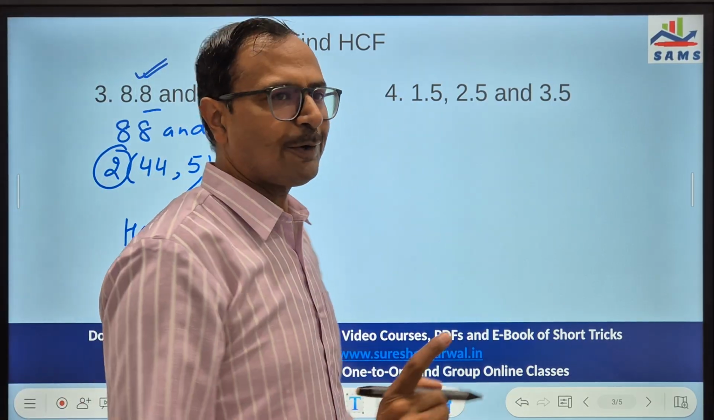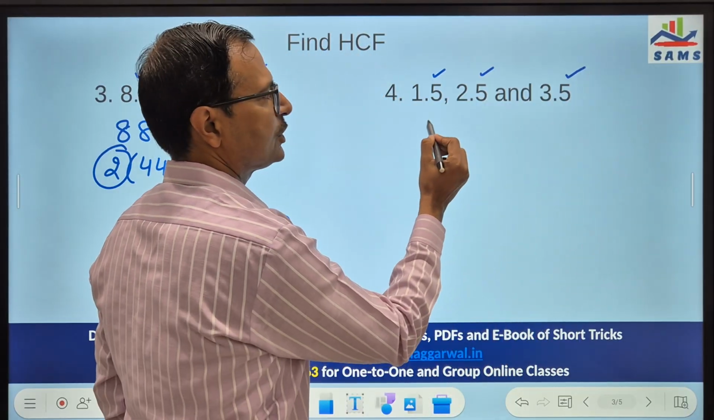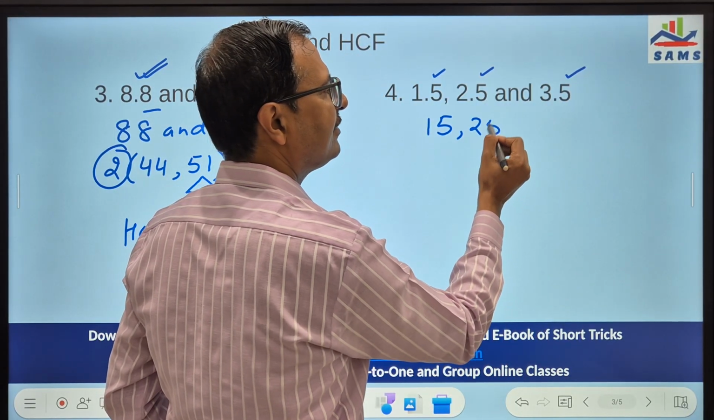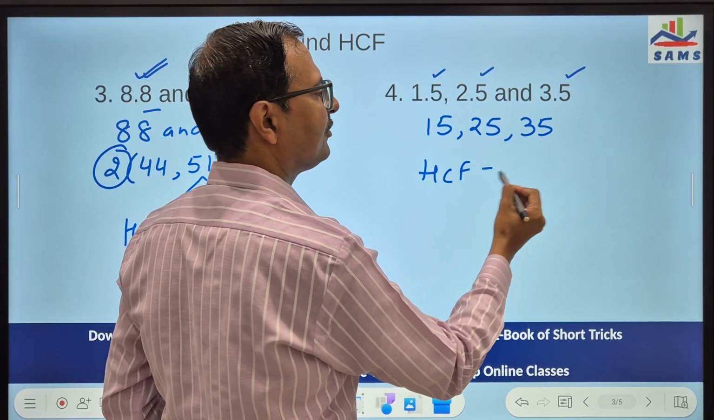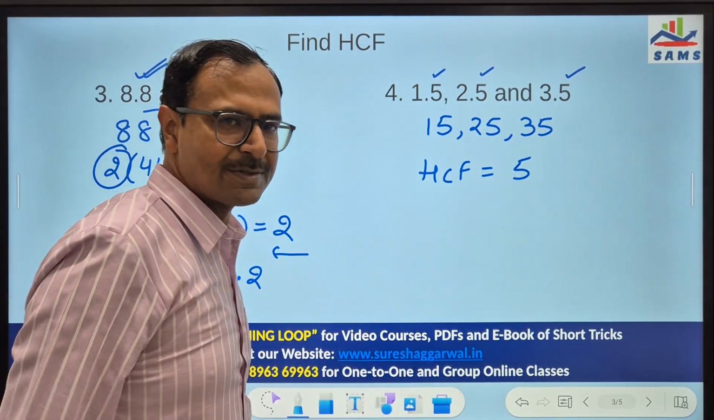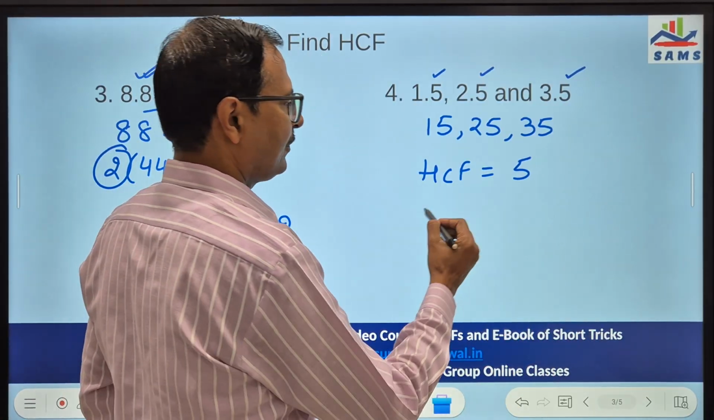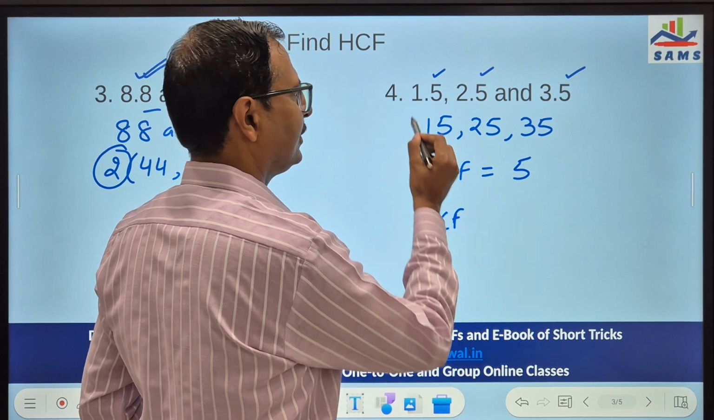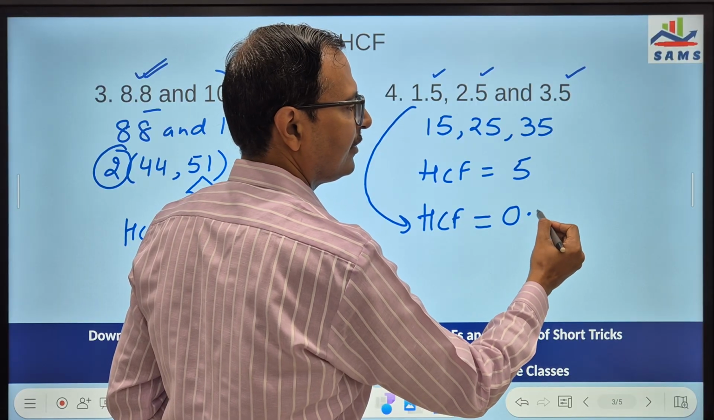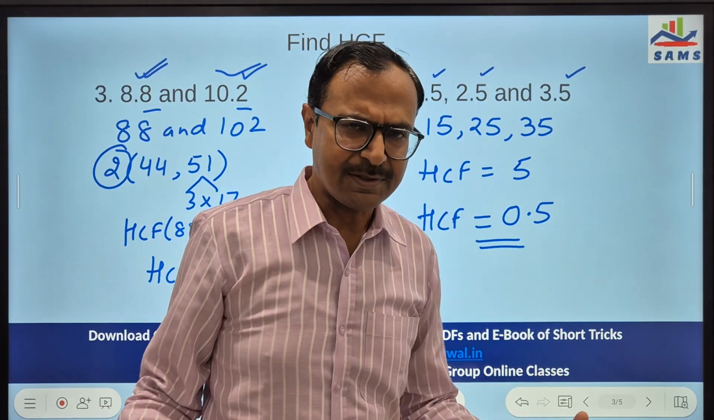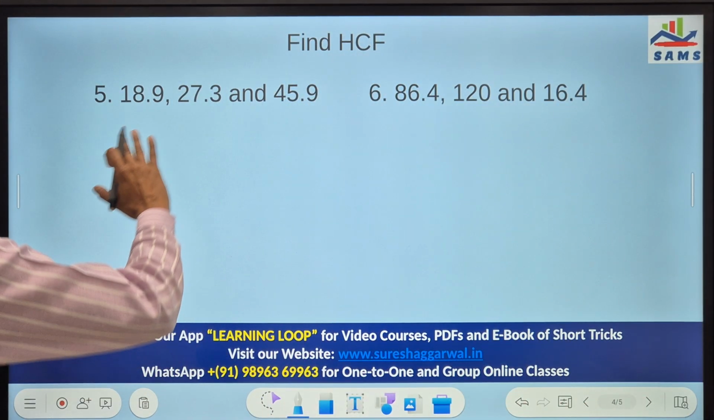So 1 decimal place means 0.2 is the highest common factor. Likewise here, one more question of having equal digits after decimal. 1 digit, 1 digit, 1 digit. So this is 15, this is 25 and this is 35. So obvious highest common factor is 5, right? For all these numbers, they are not going to be divisible by any bigger number than 5. So the highest common factor of these numbers will be 1 digit after decimal, meaning 0.5 will be the answer.